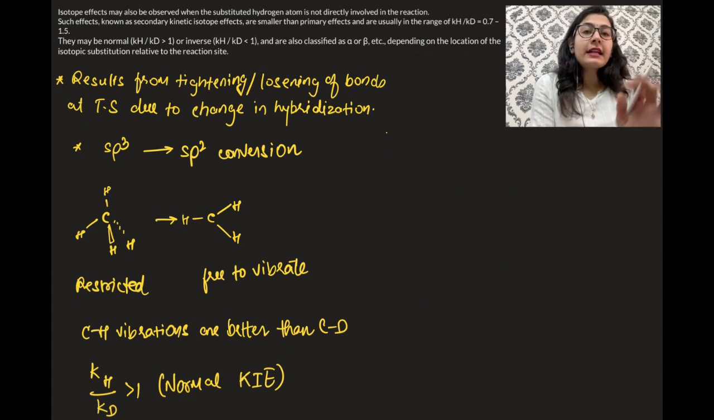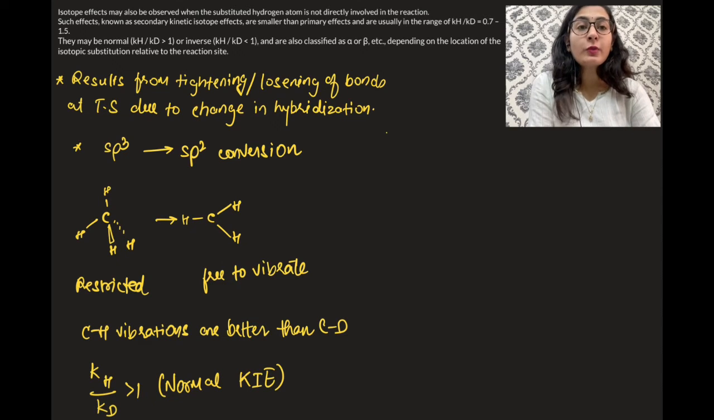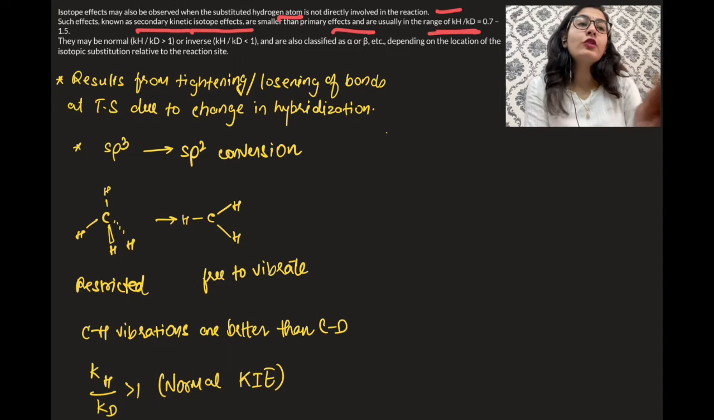So as we said, guys, the primary kinetic isotope effect will only be observed when we see the carbon hydrogen bond breaking in the rate determining step. But let's say if it is not present in the rate determining step, are we still going to get the isotope effect? Let's see for which example it happens. An isotope effect may also be observed when the substituted hydrogen atom is not directly involved in the reaction. Such effects, known as secondary kinetic isotope effects, are smaller than primary effects and are usually in the range of kH upon kD equal to 0.7 to 1.5.